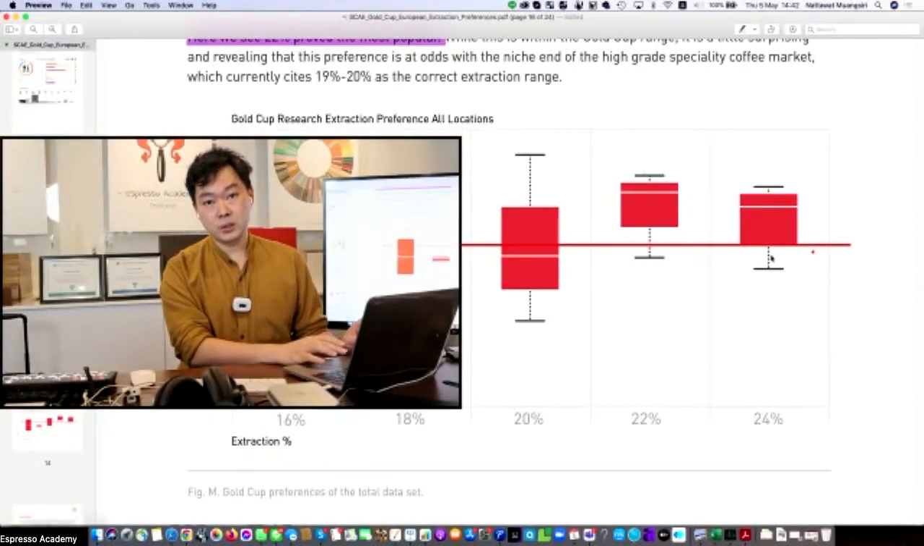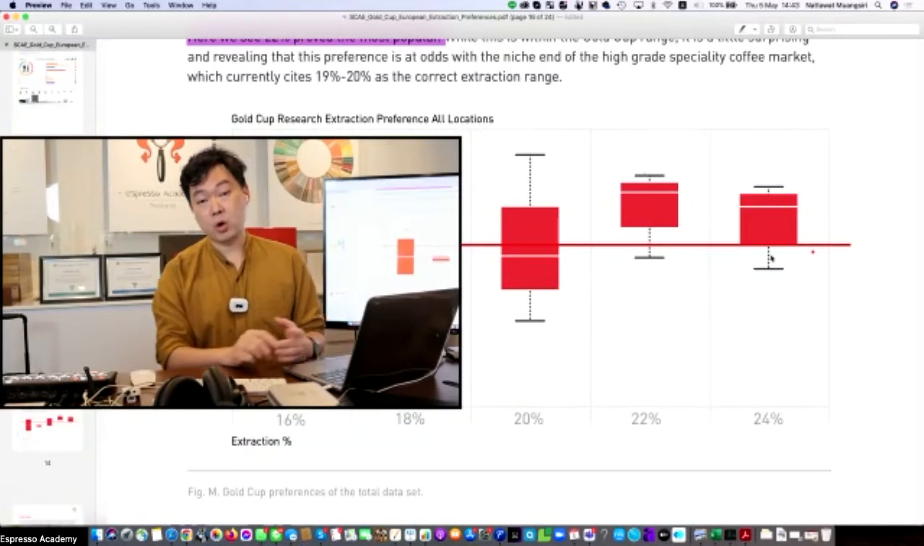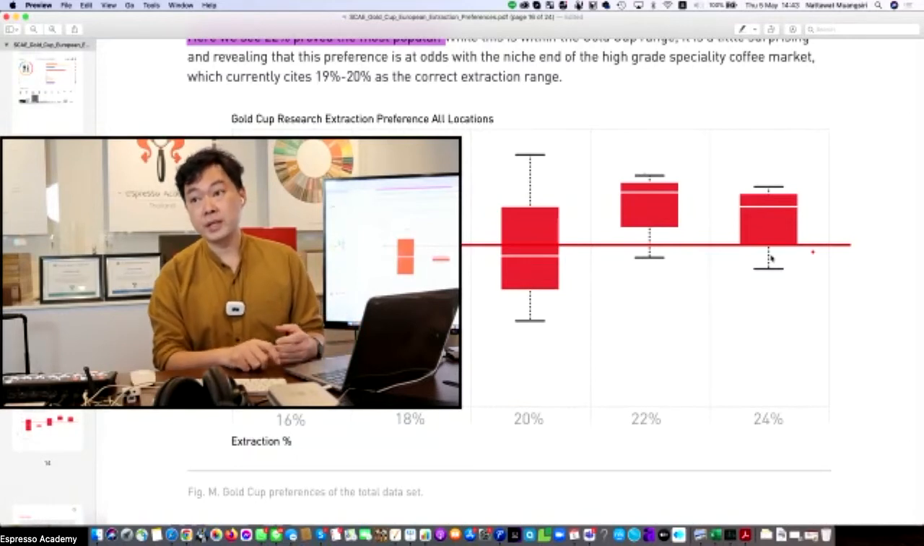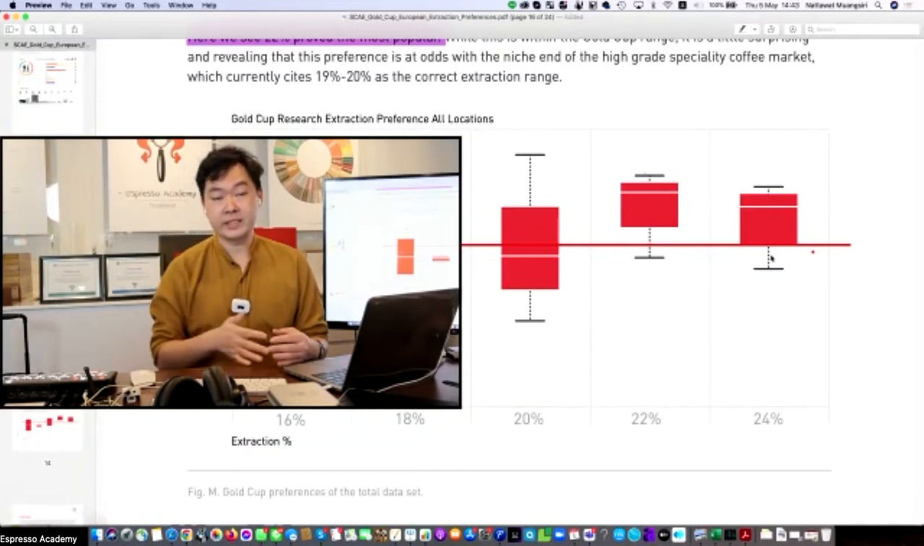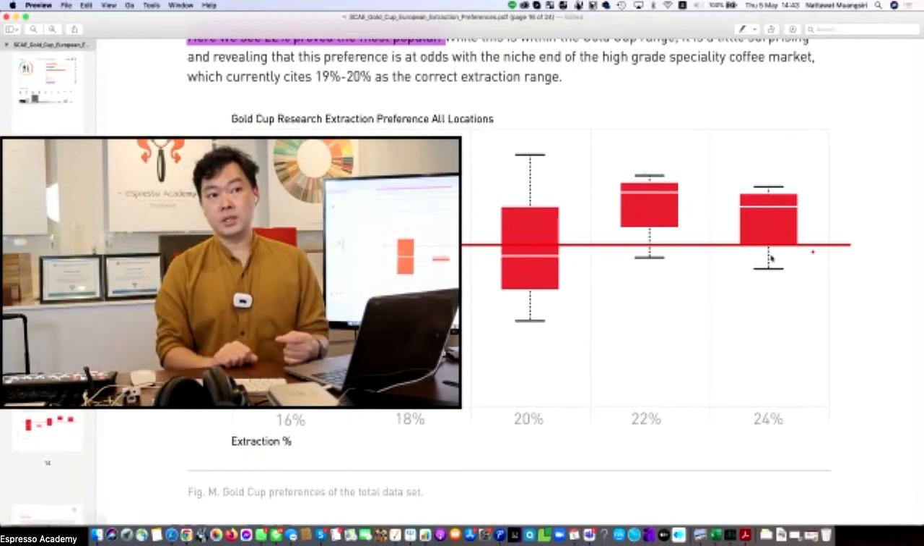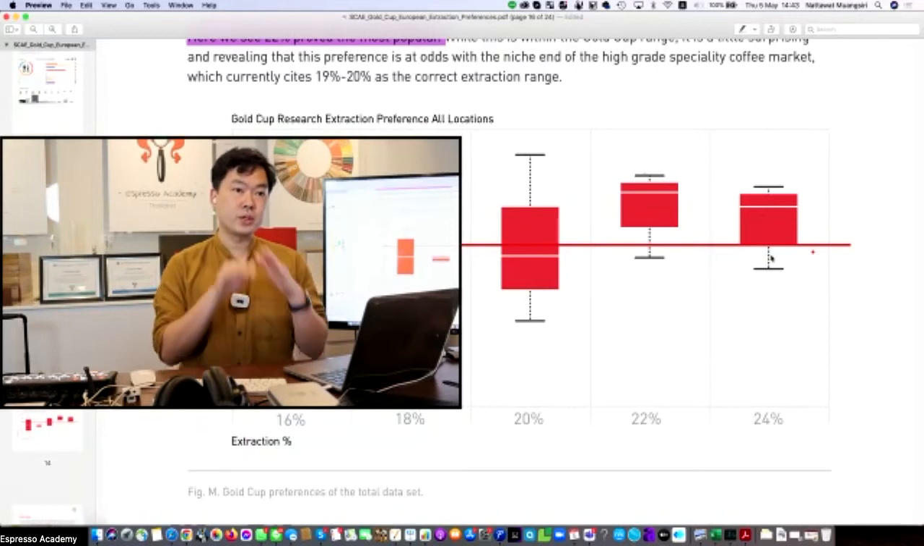Here we tend to over extract our coffee to reduce the acidity. We do not present our acidity very high, even though it's Ethiopia coffee. We still over extract the coffee to make sure that our coffee is not going to be too sour.